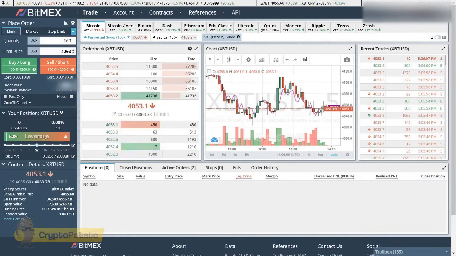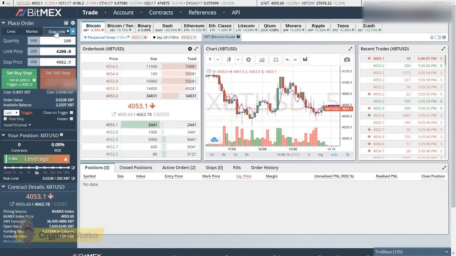On BitMEX, there are more advanced options such as stop limit. We can see it here, but this is for the next videos. Hope you enjoyed and the video was clear.